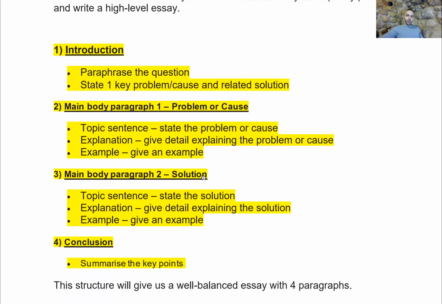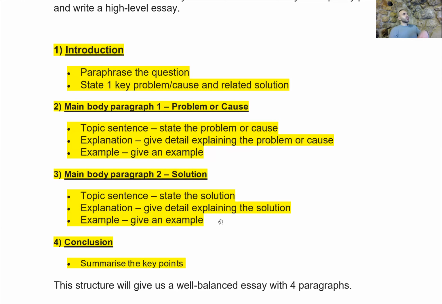After that, we have the solution paragraph, which is the main body paragraph two: a topic sentence where you state the solution, an explanation where you give detail explaining the solution, and then an example sentence, okay? So the example could be a personal experience. It could be a study. You can make it up, by the way. For example, you don't need to be factual or honest when you write an example.